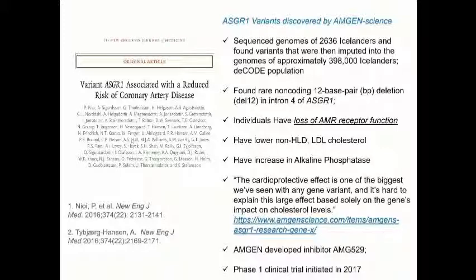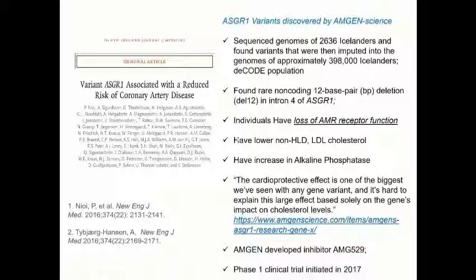Further on that note, as I said, this is a very complicated receptor. And so Amgen, one of the big drug developers in cardiovascular drugs, in order to search for new drug targets, sequenced over 2,500 Icelanders. So it's an Icelandic population, which is genetically a very well-defined population. And in this population, they found variants, and they imputed them in this Icelandic GWAS population. And what they have found is a rare non-coding 12 base pair deletion in ASGR1, which is the type 1 chain of this receptor.